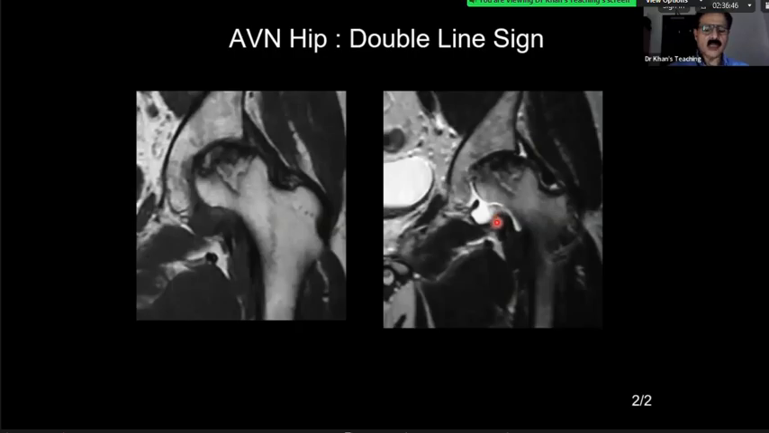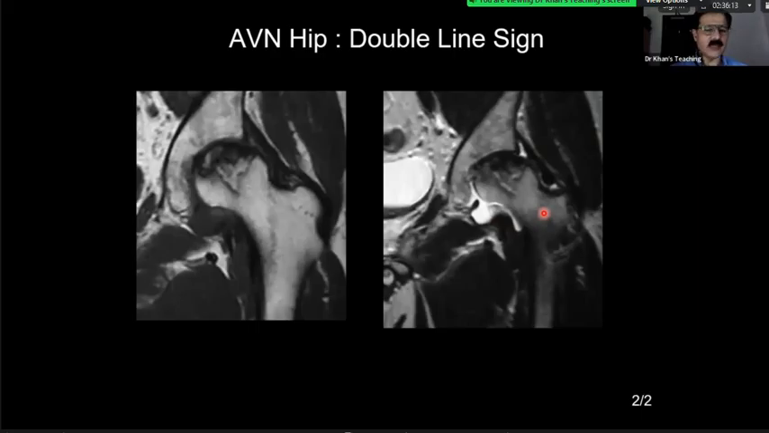Now, this is a classical viva question. If you get a scenario in the exam where you pick up a subtle finding and then you tell the examiner that I want to confirm it on an MR, they will show you this MR. And on this MR, there is what we call a double line sign.